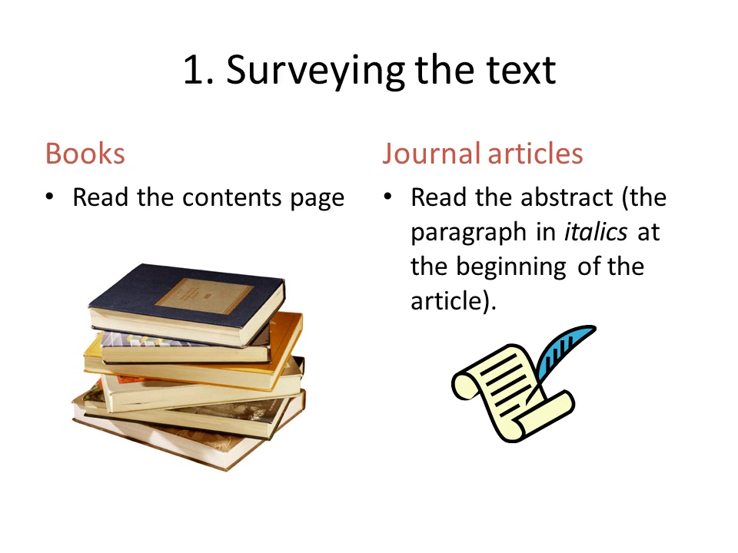With books, when we survey books, the first place we should look after the title is the contents page in the front of the book. For journal articles, the abstract in italics at the beginning of the article gives a summary of the main points in the article.